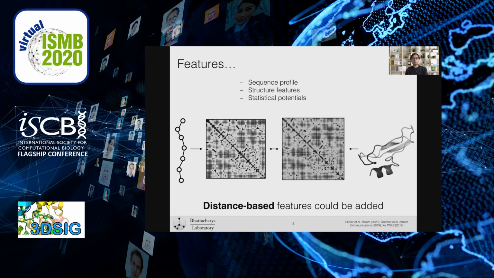Now, distance maps have recently revolutionized structure modeling. Thanks to deep learning and covariational analysis, we now have the ability to reasonably accurately estimate distance maps from sequence. This information could further improve the quality estimation performance.